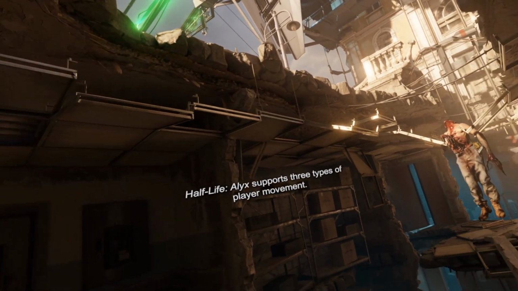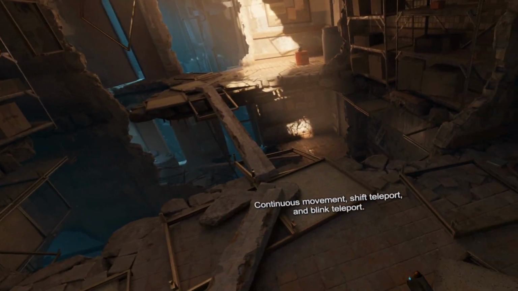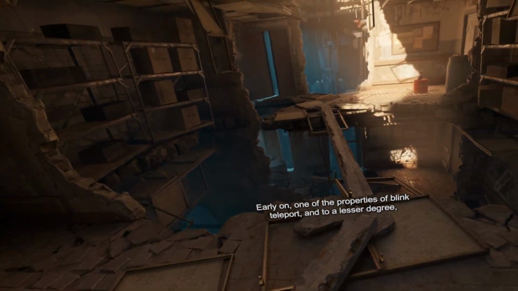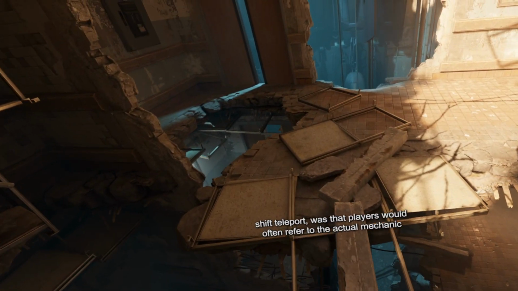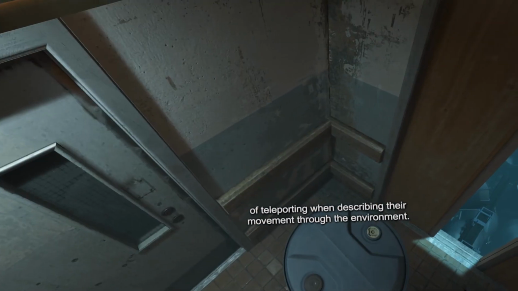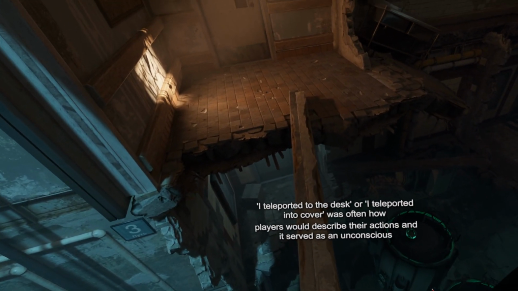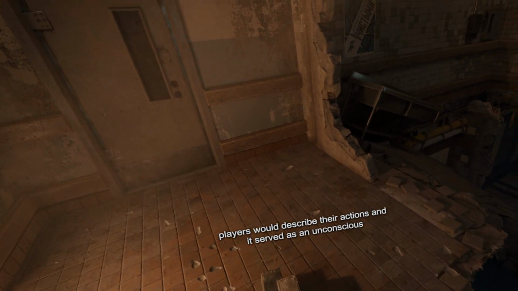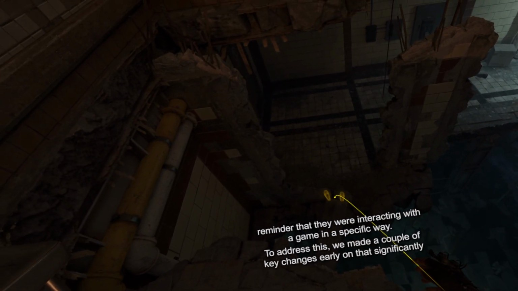Half-Life Alyx supports 3 types of player movement: continuous movement, shift teleport, and blink teleport. Early on, one of the properties of blink teleport, and to a lesser degree shift teleport, was that players would often refer to the actual mechanic of teleporting when describing their movement through the environment. "I teleported to the desk," or "I teleported into cover," was often how players would describe their actions, and it served as an unconscious reminder that they were interacting with a game in a specific way.